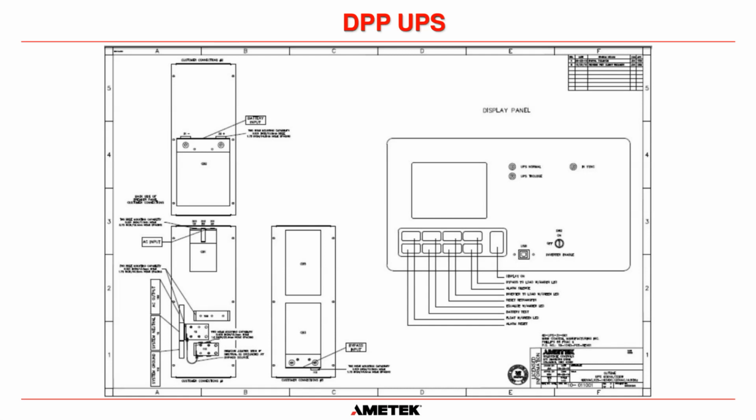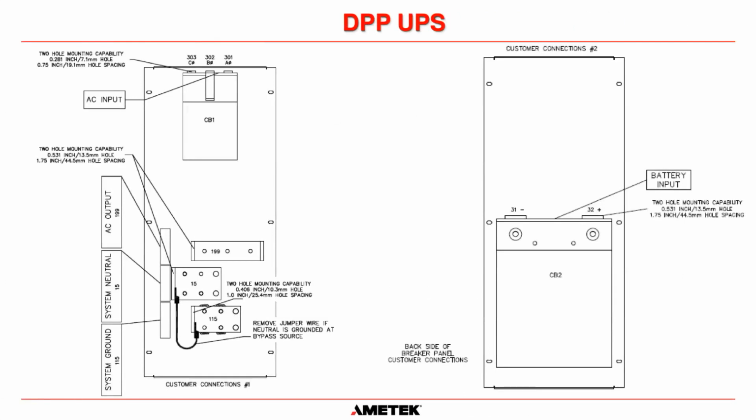So once again, within your drawing package, this is a sheet that tells you where the customer connections are. So you can see here, that's the battery input. This one here shows the AC input, and this one here shows the bypass input. Obviously, that's kind of small on the screen, so I am going to blow each of those up for you so we can look in a bit more detail as to where those connections are.